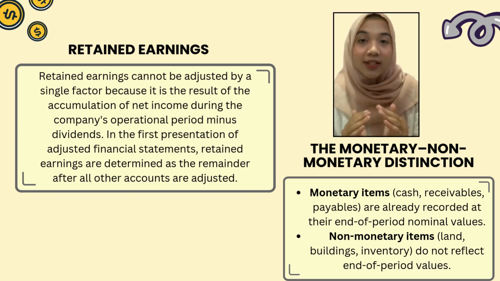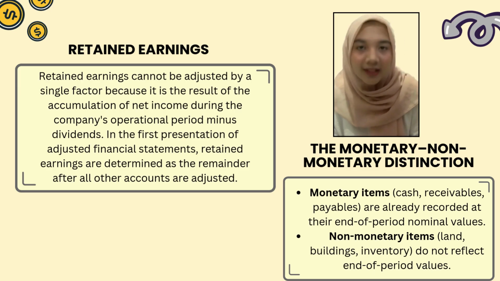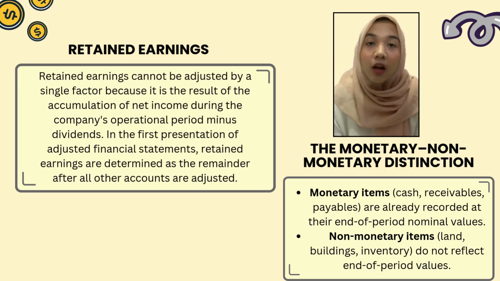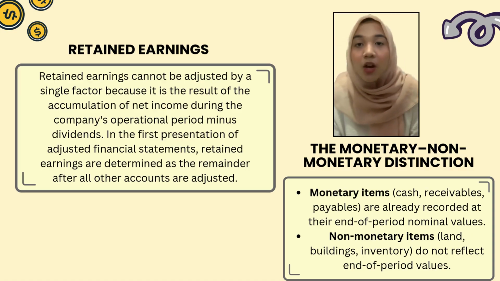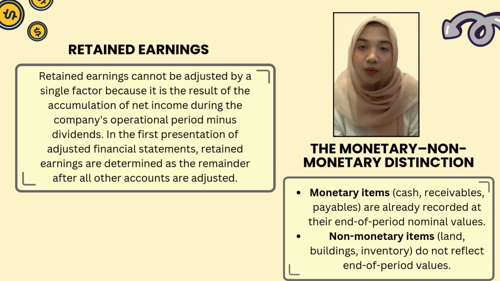The next material is retained earnings. Retained earnings cannot be adjusted by a single factor because it's the result of the accumulation of net income during the company's operational period minus dividends. In the first presentation of adjusted financial statements, retained earnings are determined as the remainder after all other accounts are adjusted.